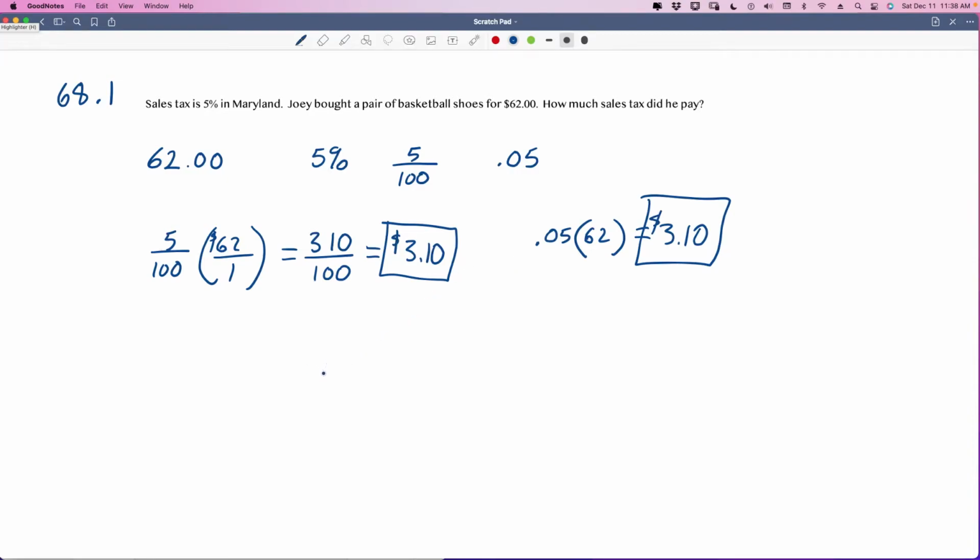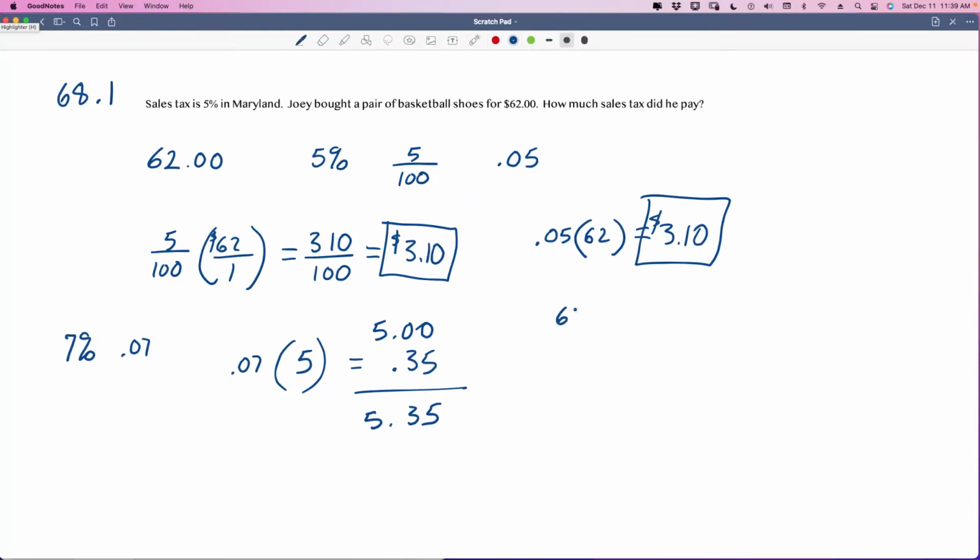So if it was $5, let's say it was exactly $5, right? And we have a 7% sales tax in Mississippi, the decimal for that would be 0.07, right? So 0.07 times 5 is equal to 0.35. So if you had $5 worth of something, your total would be $5.35. You see how it works? So for this guy in his basketball shoes, even though the shoes cost $62, you have to add tax onto that. So he's actually going to spend $65.10.